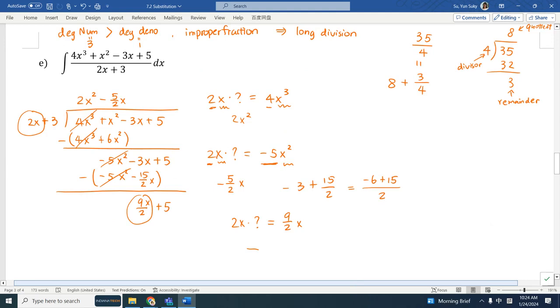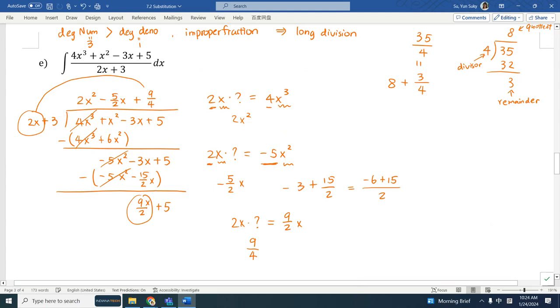2 over what is 1 half? 2 over 4, exactly. We want to put the 4 downstairs and the 9 upstairs. Then we get 2 times 9 over 4. Do we need to include any x? No. So just 9 over 4. Is everybody okay with that?